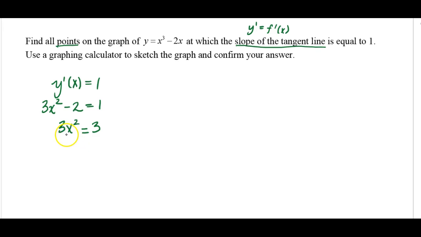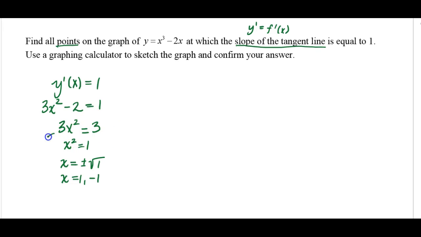And I can at this point solve this in one of two ways, and I'm going to show you both ways. So if I divide both sides by 3, I get x squared equals 1. So x equals plus or minus the square root of 1, which is both positive 1 and negative 1. So there are two x values.